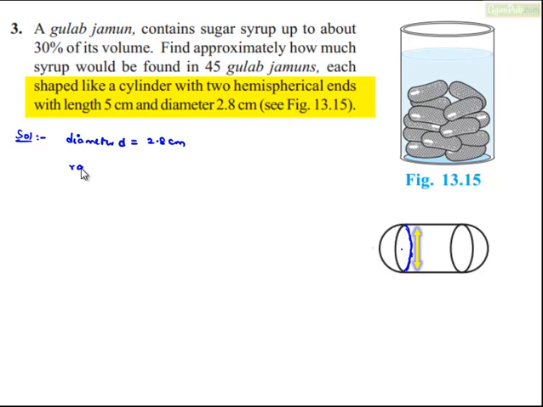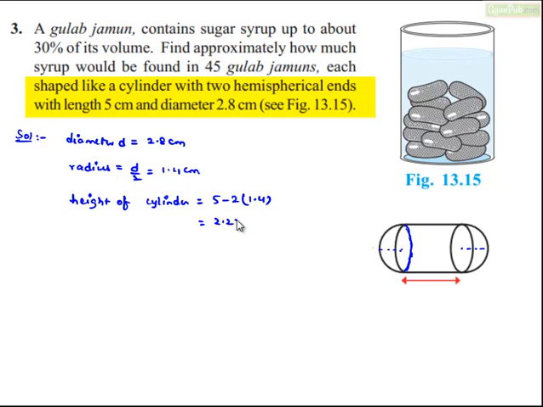Now we get the radius equal to the diameter by 2, which is 2.8 by 2, that is 1.4 centimeters. And now let us find the height of the cylindrical part, which is equal to 5 minus 2 times the radius, as the 2 radii have to be eliminated, 1.4, that is 5 minus 2.8, that is 2.2 centimeters.